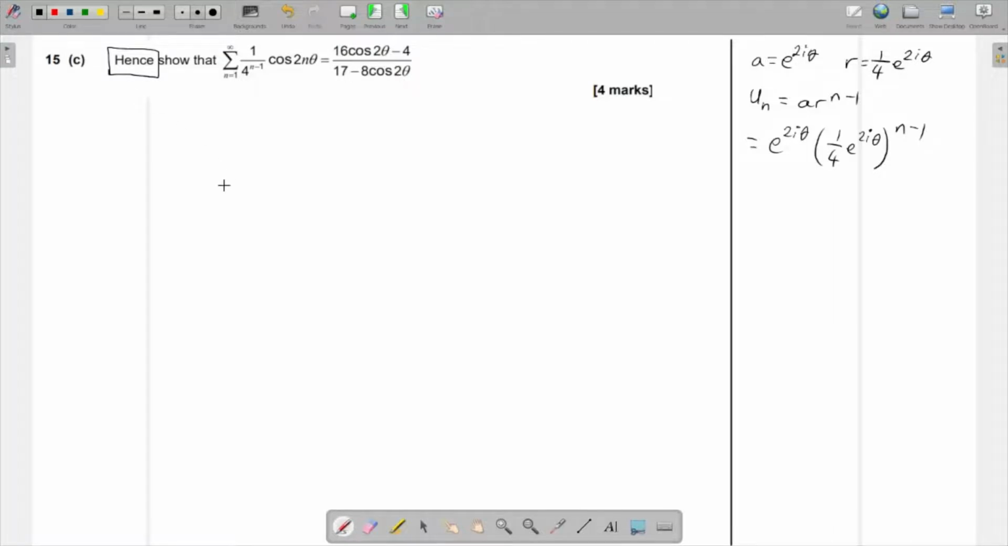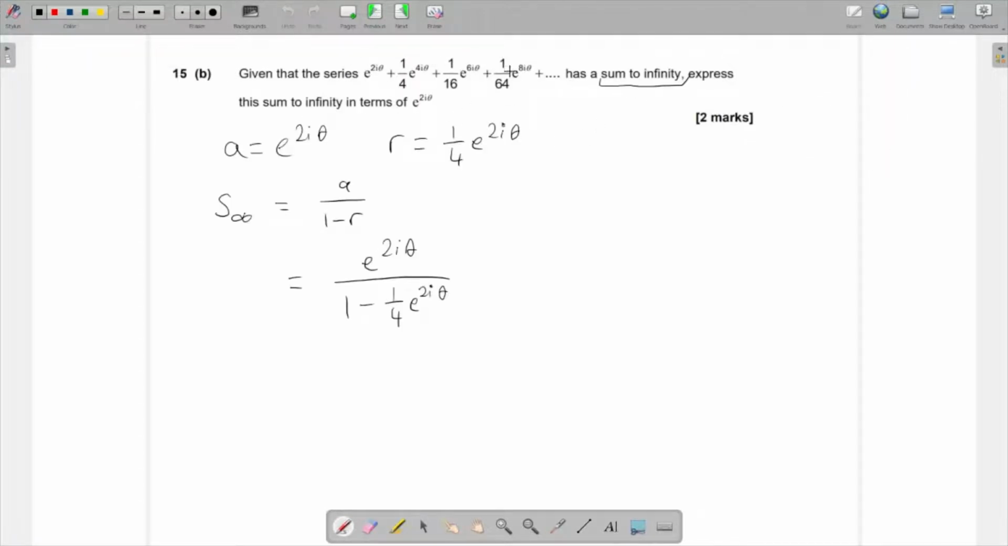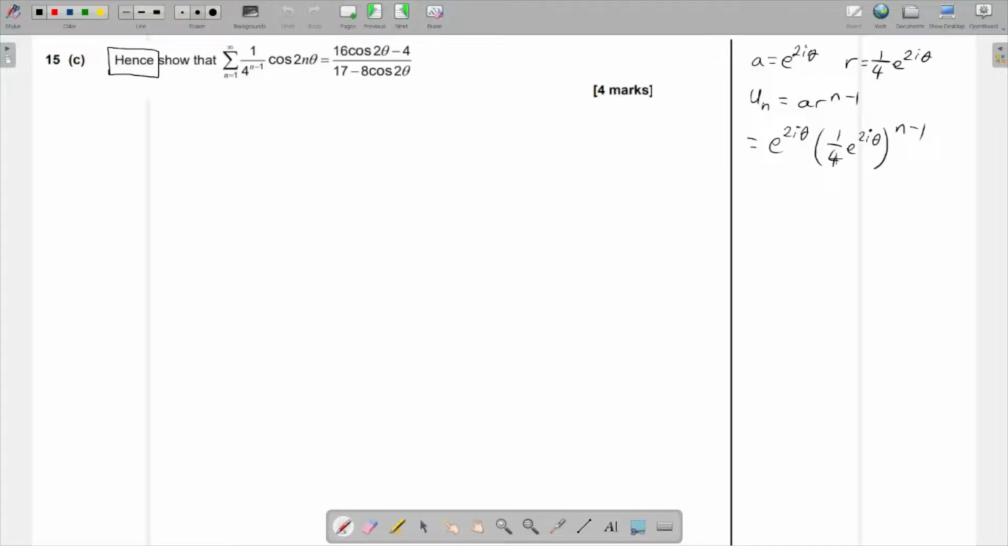Hence basically tells us that we want to use one or more of the previous answers. So as I said, we want to work out a summation in sigma notation in terms of which has e in it. This looks like part B, looks like it's going to be something we want to use. Okay, so that's why I've written it on the right hand side. To write it in sigma notation, we need to write it in terms of its nth term form.